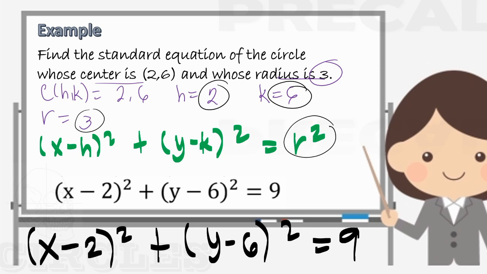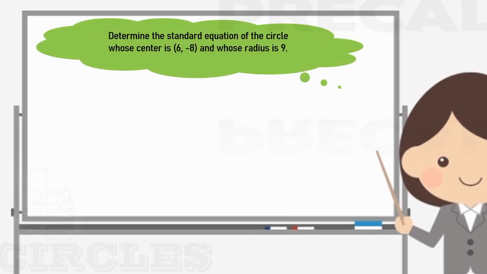Ayan. So, x minus 2 squared plus y minus 6 squared is equal to 9. So, tama naman yung sagot natin. So, for example, for case number 3, determine the standard equation of the circle whose center is at 6 and negative 8 and whose radius is 9.